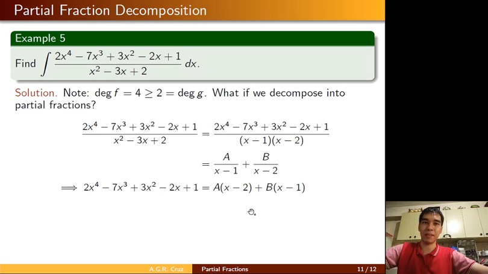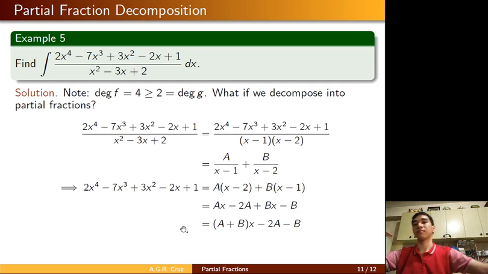And then let's distribute and combine like terms. So for this one, we get ax minus 2a. Ito magiging bx minus b. And then combining those x terms, you have a plus b times x. And then the constant terms are negative 2a minus b. Okay, let's try to compare coefficients.